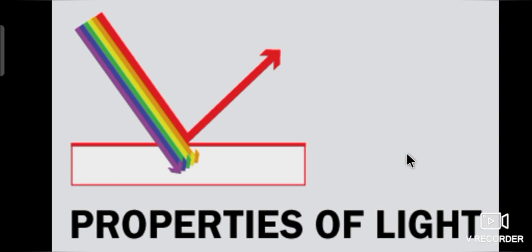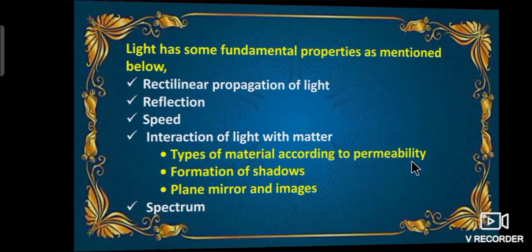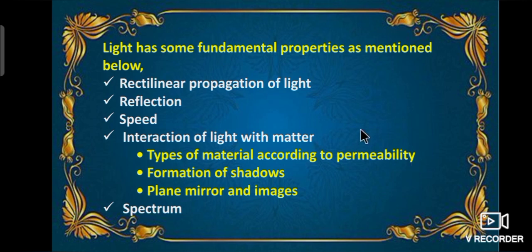In last class, we have studied about properties of light. What are the properties? Light has some fundamental properties as mentioned below. First one, rectilinear propagation of light, that is, light traveling in a straight line in a medium. Second one, reflection of light. Third one, speed of light. Fourth one, interaction of light with matter.